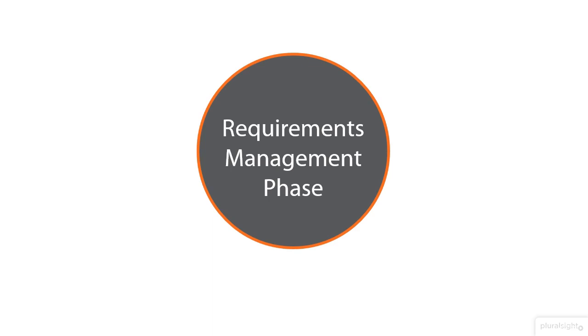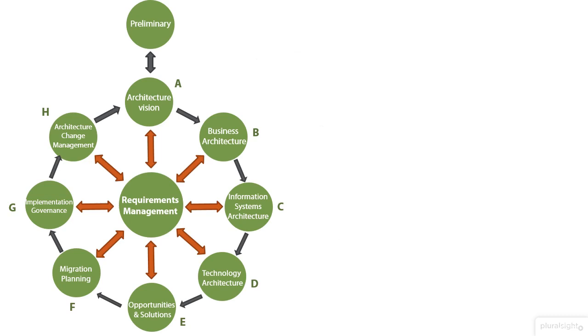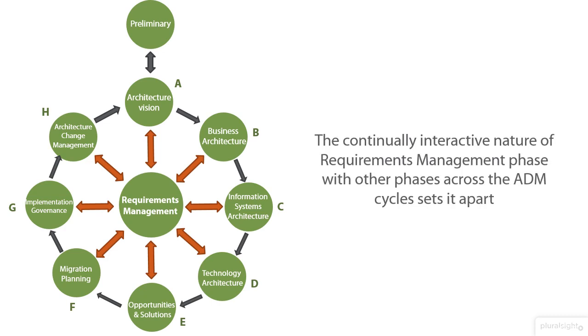Now, let's focus our attention on requirements management phase. This phase, represented in the center of the TOGAF crop circle, like all other phases, encapsulates a set of activities that are independent of the other phases. And yet, unlike all other phases, this phase both continually influences and is influenced by other phases of the ADM. This continual interactive nature of this phase with all other phases of ADM cycle sets it apart from other phases and earns it a central place within the TOGAF crop circle.